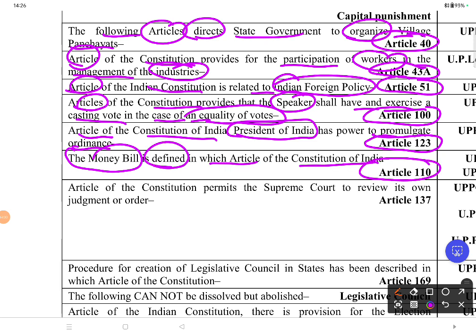The money bill is defined in which article of Constitution of India? Article 110. Which article of the Constitution permits the Supreme Court to review its own judgment or order? Article 137.